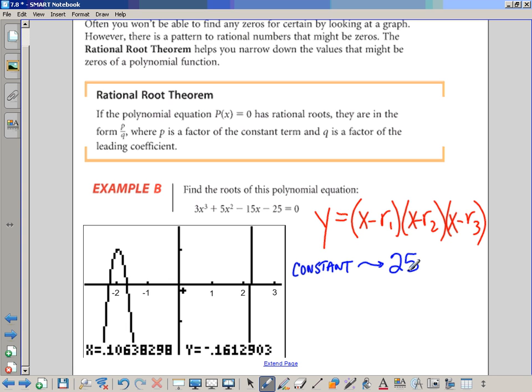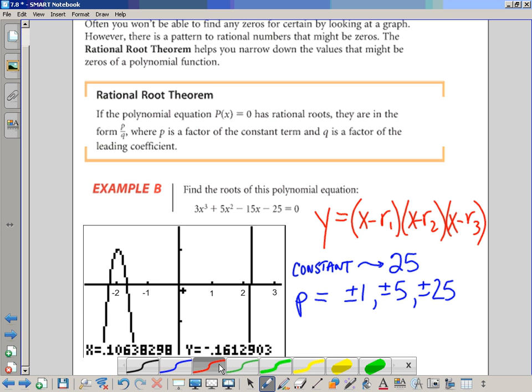Well, the factors of 25 are plus or minus 1, plus or minus 5, and plus or minus 25. Okay? All of these are potential p's, which are factors of the constant term. So p could be any of these 6 numbers: positive or negative 1, positive or negative 5, positive or negative 25.